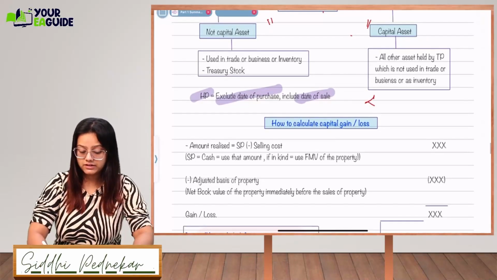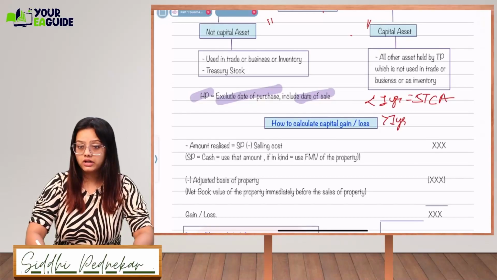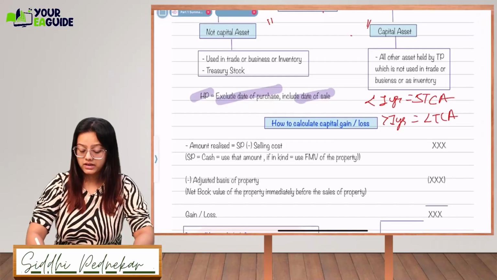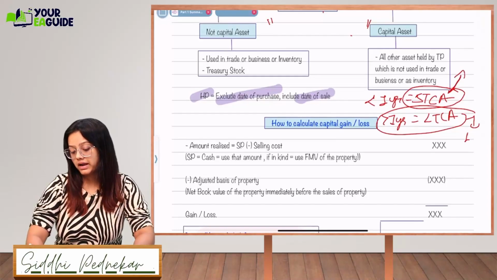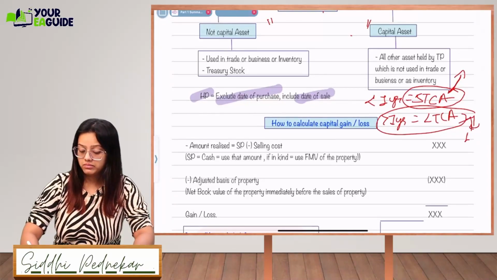Because if you held the asset for less than 1 year, it will be called a short-term capital asset. If it is more than 1 year, it will be called a long-term capital asset. If it is long-term, long-term capital gain rates will apply. If it's short-term, what rate will apply, guys? Anyone can tell me?